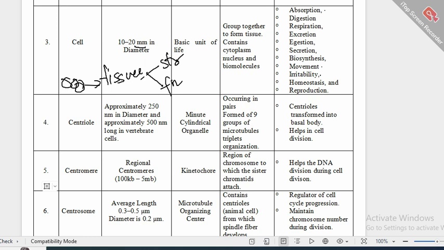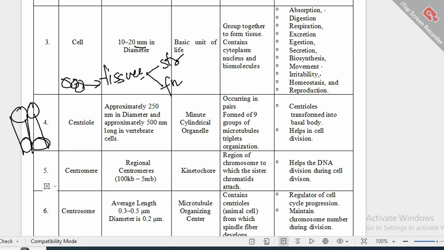Next is centriole. It is 250 nanometer in diameter and approximately 500 nanometer long in vertebrate cells. So it is a minute cylindrical organelle and it always occurs in pair, formed of 9 groups of microtubules in triplet organization. Centrioles transform into basal body. Just now we have discussed it in the section of basal body, and it helps in cell division. Basal body is present at the base of the cilia.